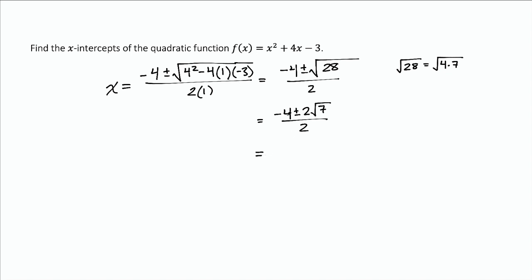Then we have a common factor of 2 in the numerator that we can pull out. We have a negative 2 plus or minus root 7. And then that factor of 2 will now cancel. And we get negative 2 plus or minus the square root of 7 for our two x-intercepts. Negative 2 plus root 7 and negative 2 minus root 7.